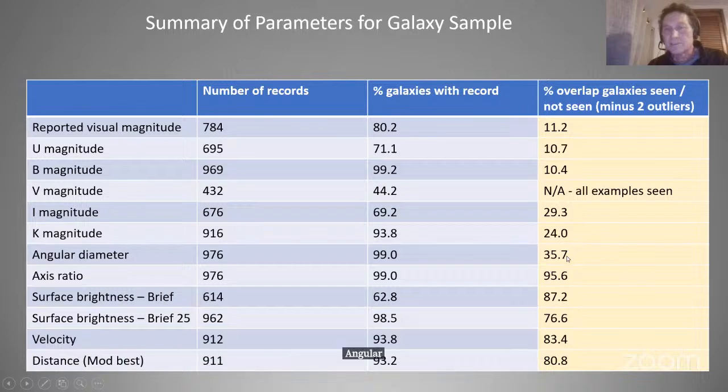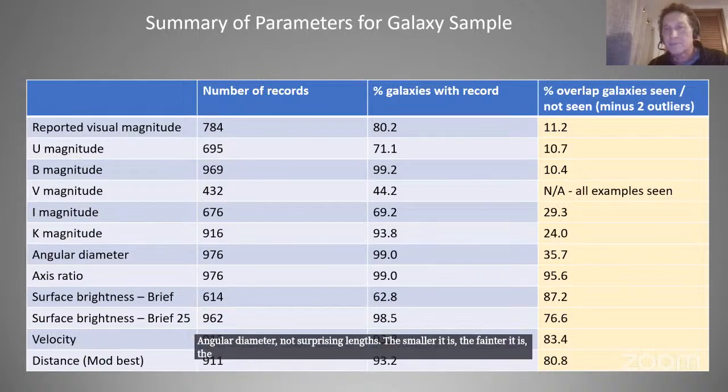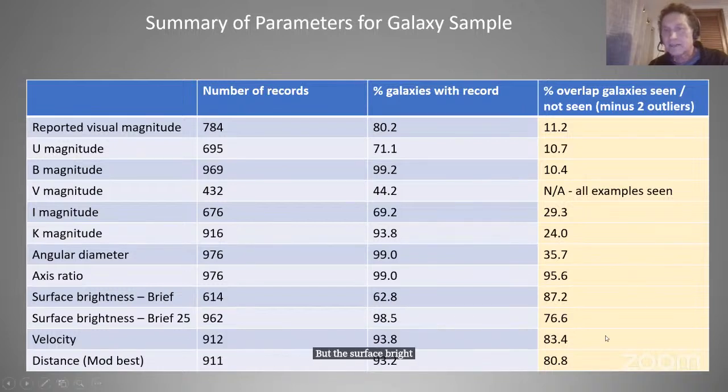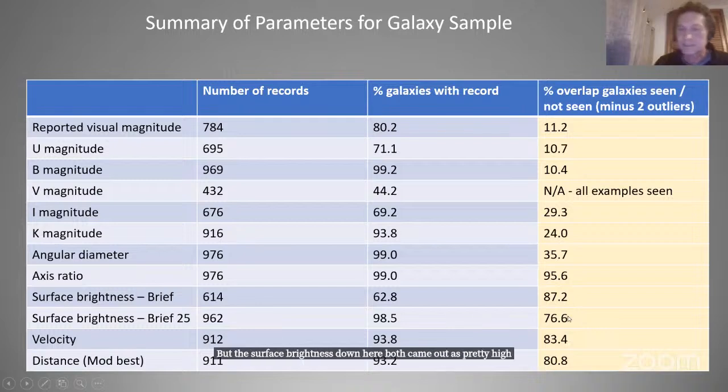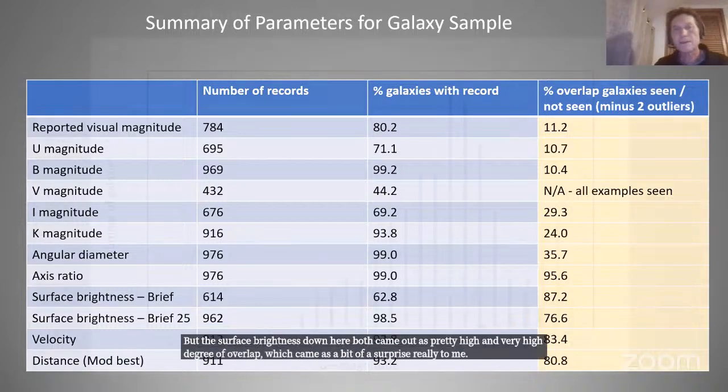Angular diameter, not surprisingly, the smaller it is, the fainter it is, the further away it is generally. But the surface brightness down here both came out as pretty high, a very high degree of overlap, which came as a bit of a surprise really to me.